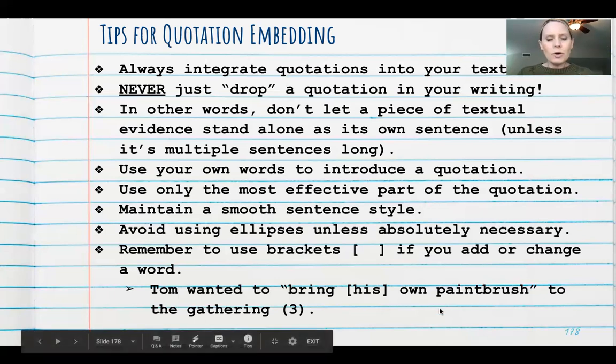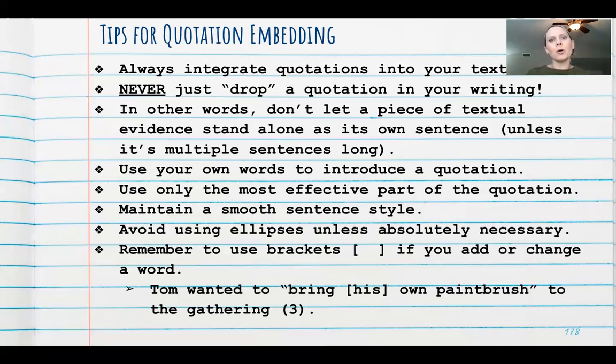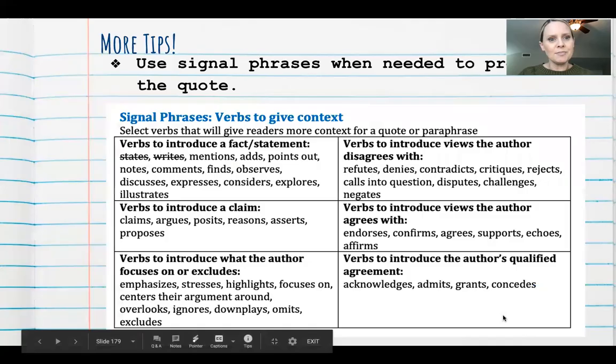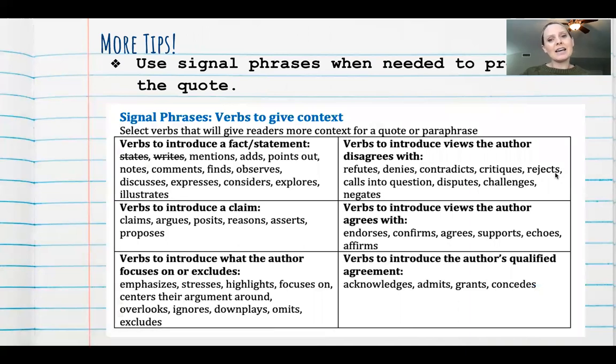So you don't want to make your reader work that hard. Make it clear and straightforward and easy to understand by changing pronouns or verbs in brackets when it makes sense with your fluency. Now, another thing you might want to keep in mind is that sometimes it's really powerful to use what's called a signal phrase in order to lead into your quoted material.